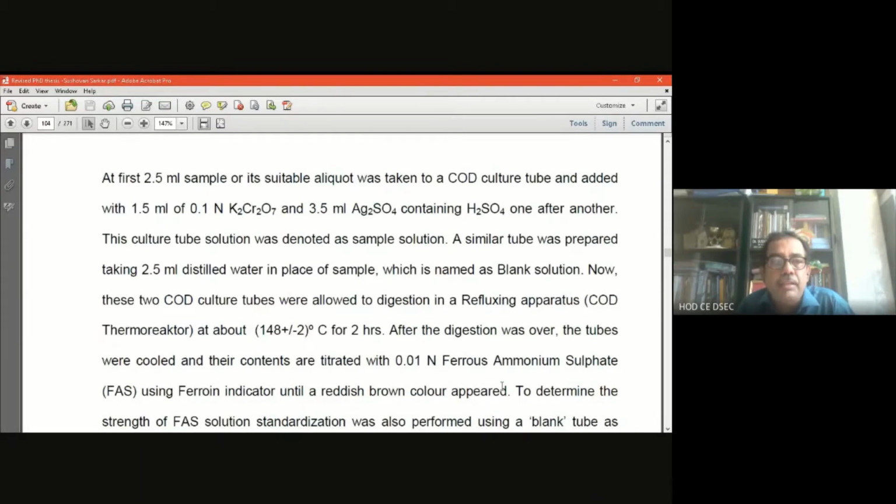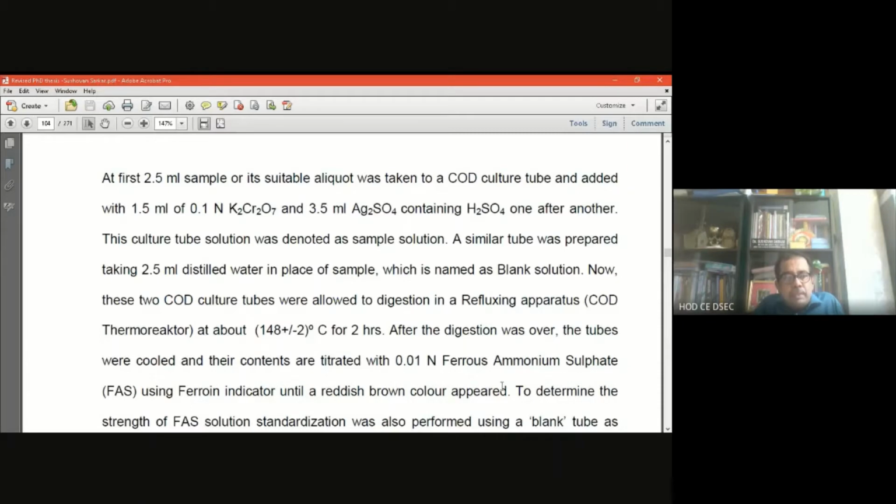Now the vial, V-I-A-L. It looks like a tube, but it is simply called a vial. In this vial, first 2.5 milliliters of the wastewater sample whose COD has to be determined is taken, which we call an aliquot. Why is it called an aliquot? Because when you take the wastewater sample, you take the diluted sample, not the raw sample. Suppose 10 times dilution.